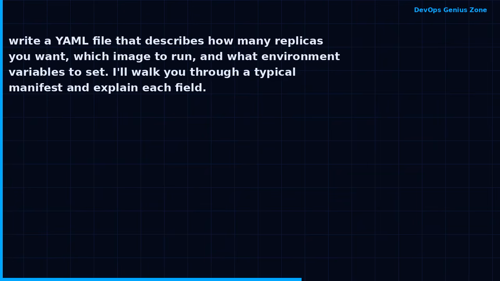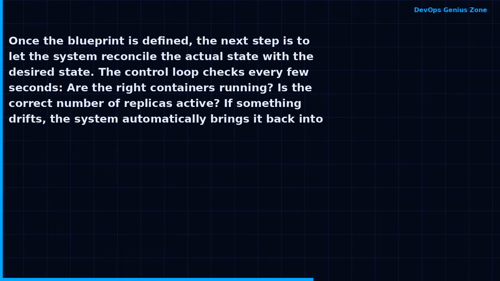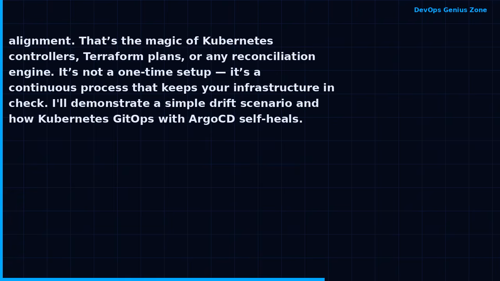Once the blueprint is defined, the next step is to let the system reconcile the actual state with the desired state. The control loop checks every few seconds. Are the right containers running? Is the correct number of replicas active? If something drifts, the system automatically brings it back into alignment. That's the magic of Kubernetes controllers, Terraform plans, or any reconciliation engine. It's not a one-time setup, it's a continuous process that keeps your infrastructure in check. I'll demonstrate a simple drift scenario and how Kubernetes GitOps with ArgoCD self-heals.